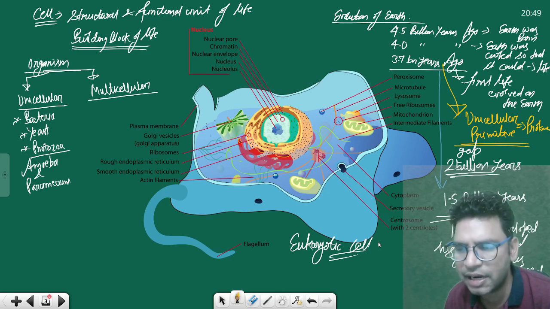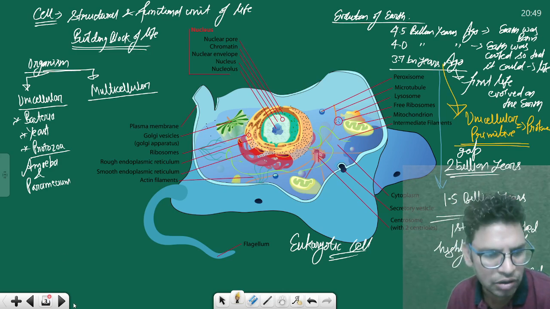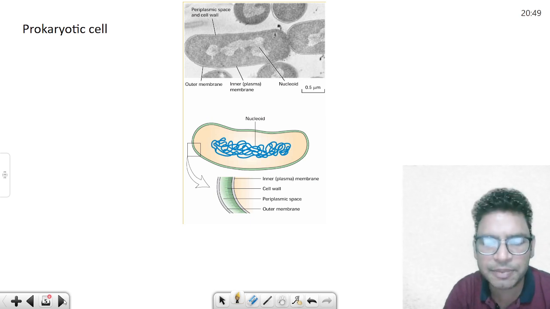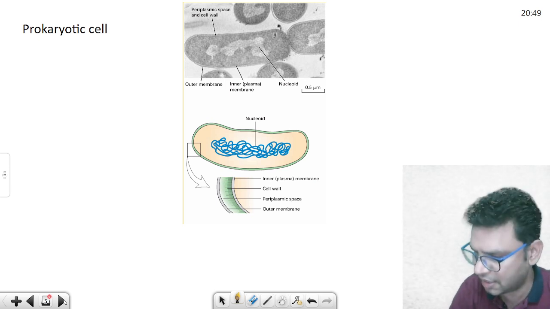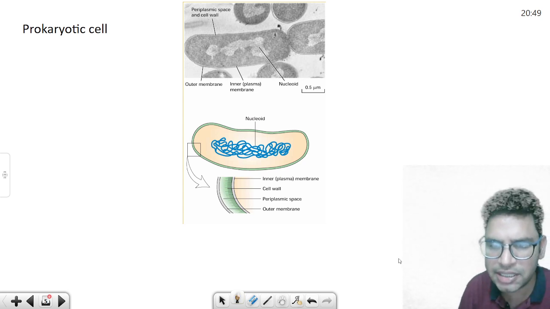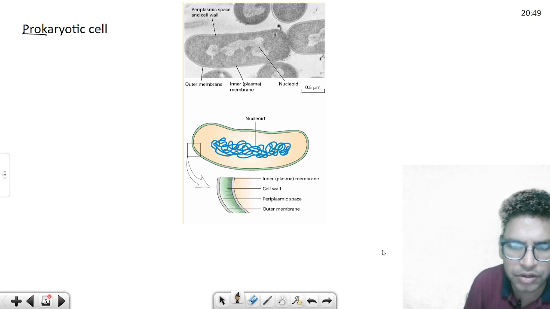A prokaryotic cell is a primitive cell, and we are going to talk about this in this particular lecture. Okay, this is the eukaryotic cell. This is the prokaryotic cell which we want to discuss today. Pro means primitive, basically, right? I hope you have got the basic idea of what I want to talk about here. Pro means simply prokaryotes, right?